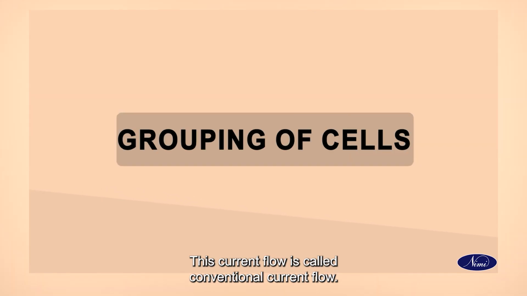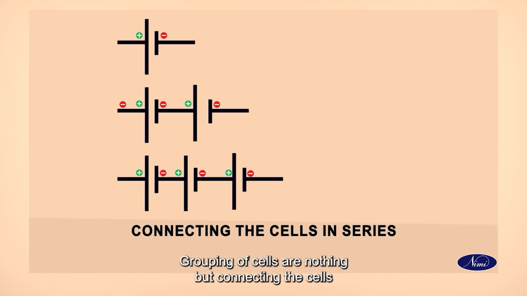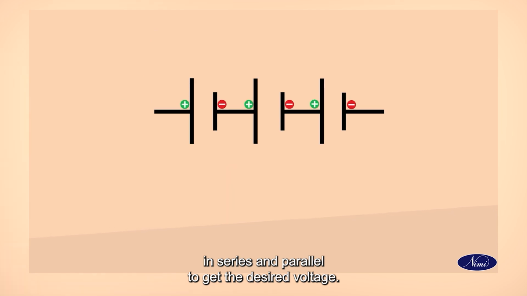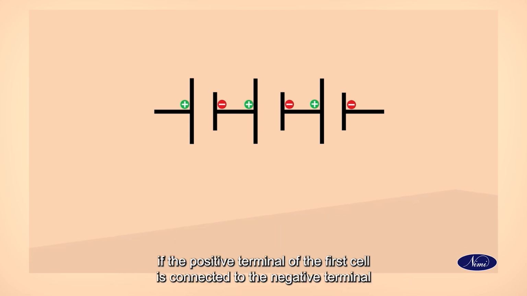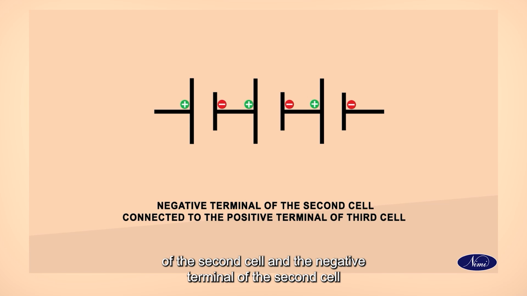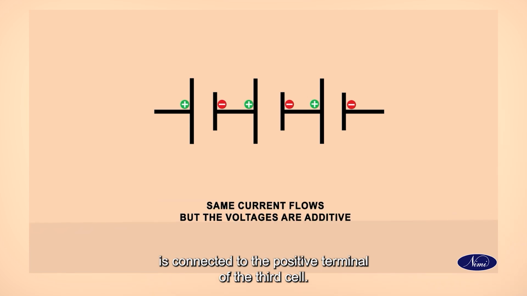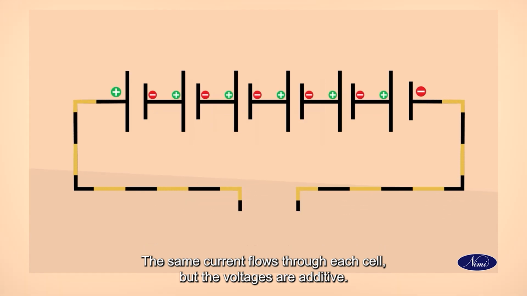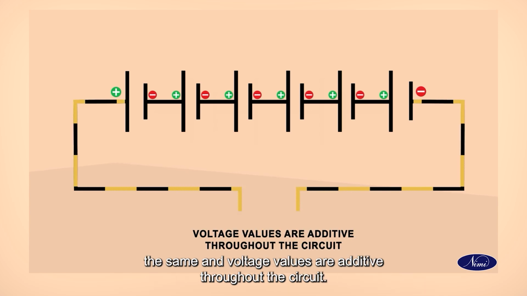Grouping of cells is nothing but connecting the cells in series and parallel to get the desired voltage. Series connection of cells. The cells are said to be connected in series if the positive terminal of the first cell is connected to the negative terminal of the second cell, and the positive terminal of the second cell is connected to the negative terminal of the third cell. The same current flows through each cell but the voltages are additive. Always remember that in a series circuit, the current remains the same and voltage values are additive throughout the circuit.